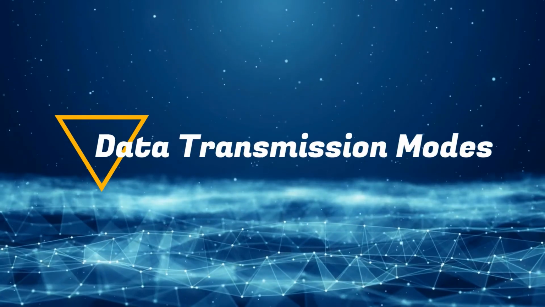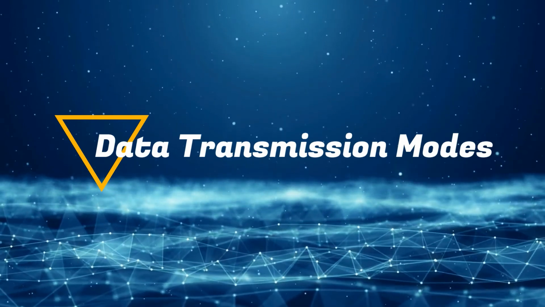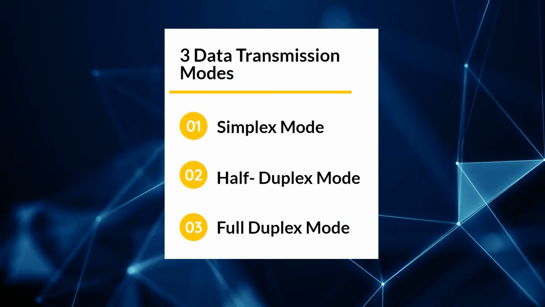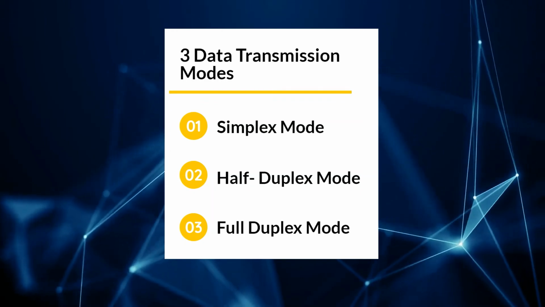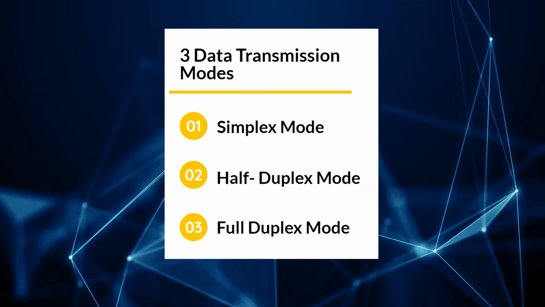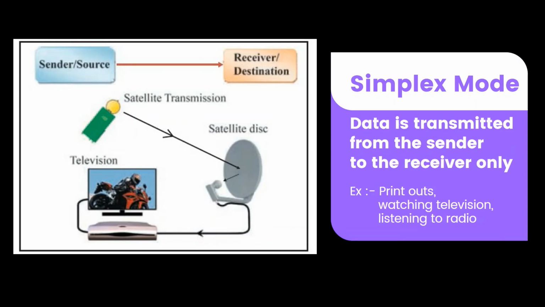It's time for us to learn about data transmission modes. The three data transmission modes include simplex mode, half duplex mode, and full duplex mode. In simplex mode, data is transmitted from the sender to the receiver only. For examples, taking printouts, watching television, and listening to radio.